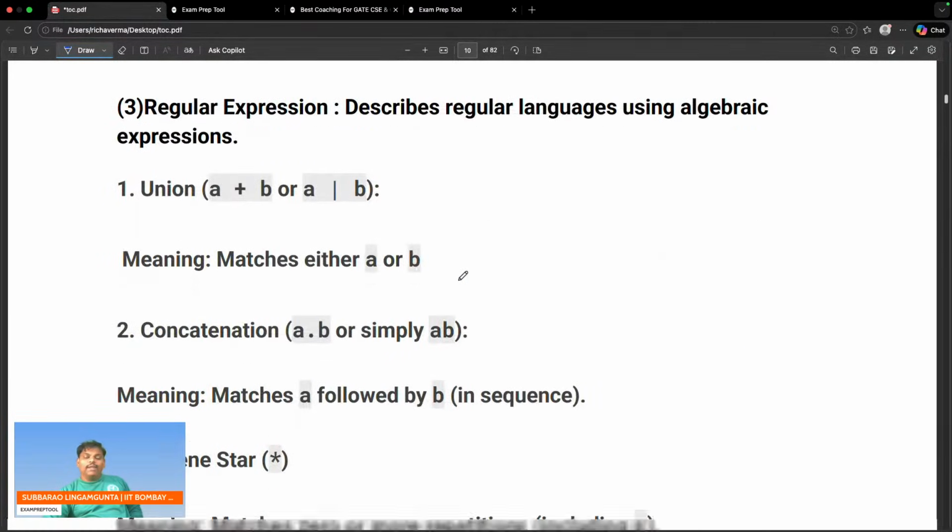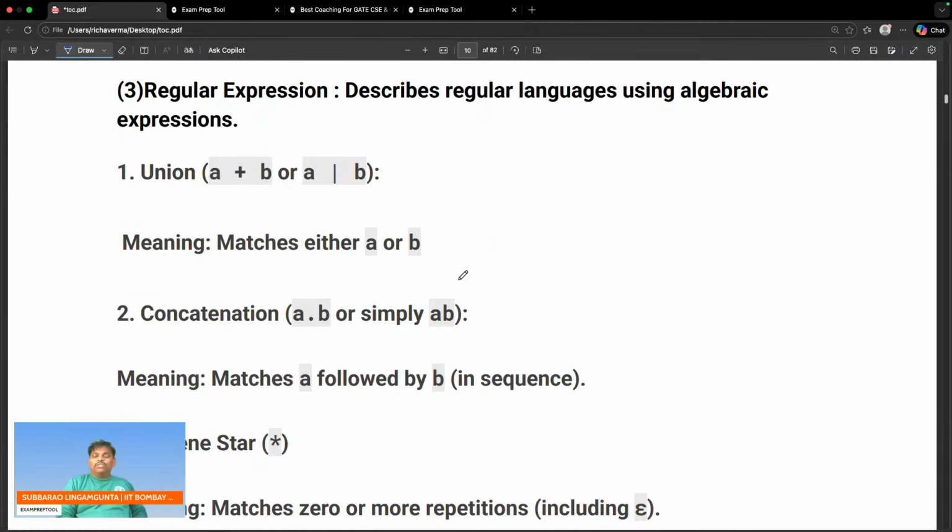Next one, regular expression. It is one way to represent a regular language. To represent a regular language, one way is a finite automaton, and one more way is a regular expression.